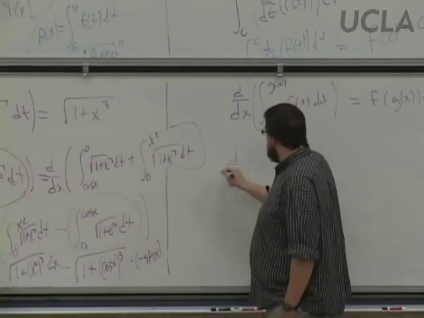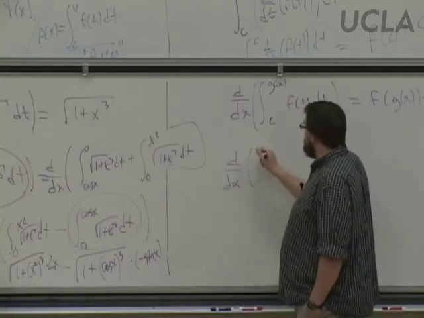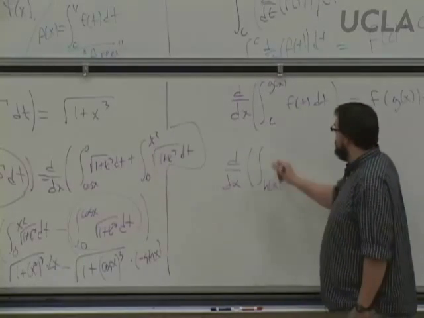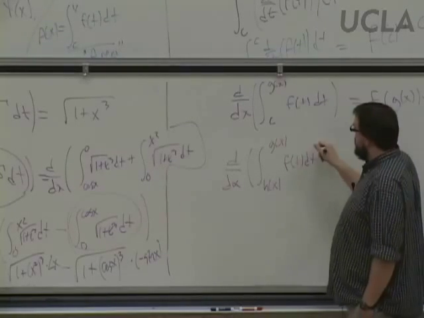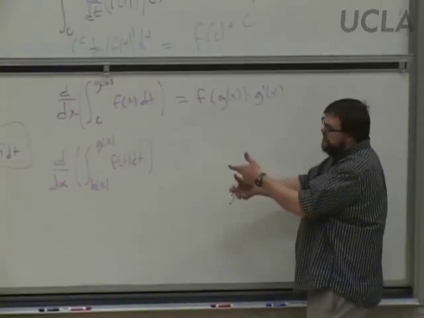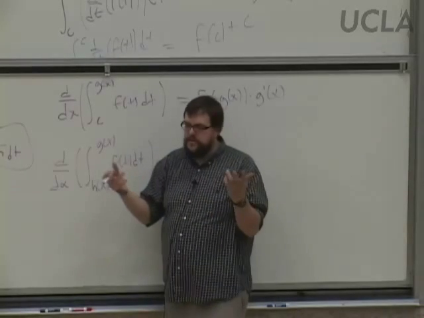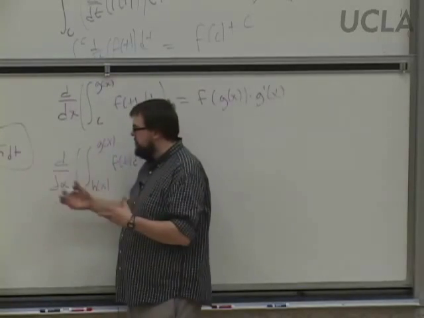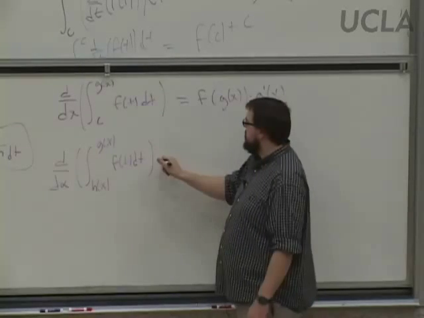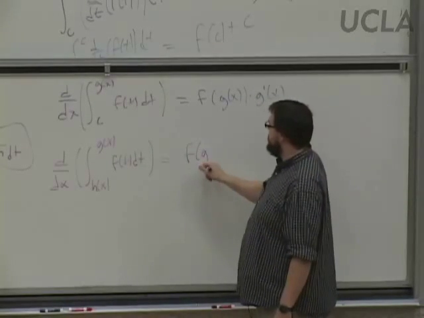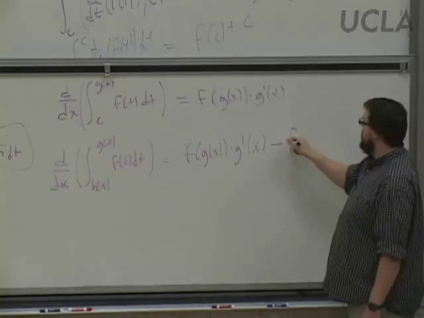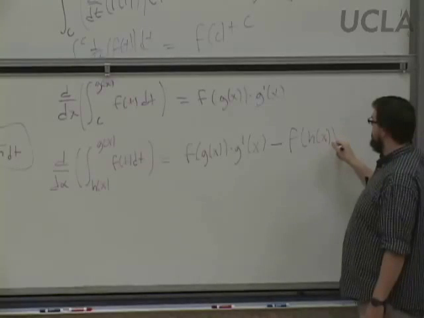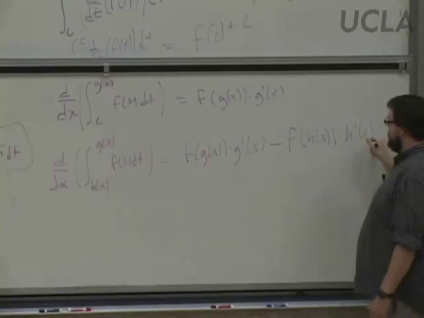And you can see that what's going to happen is, in general, if I have the integral from h of x to g of x of f of t dt, I can do the exact same trick. I break it up. I switch bounds on the integral from h of x to whatever the constant is. And then I take a derivative using the rules up here. So this is f of g of x times g prime of x minus f of h of x times h prime of x.